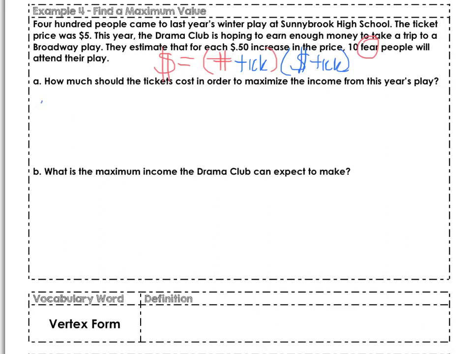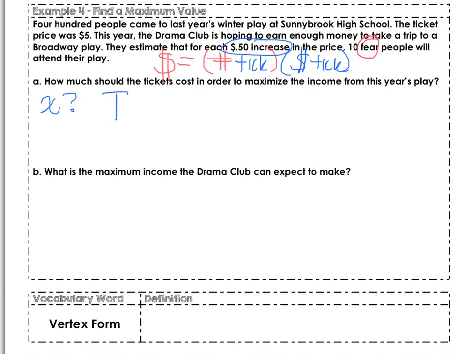Now, what is X going to represent here in our scenario? I was thinking about this and trying to figure out how to explain it, but notice that we are only increasing by 50 cents. We don't know how much we're actually increasing by. That's what we're trying to figure out. So X is actually going to represent the number of increases we're going to make, okay?